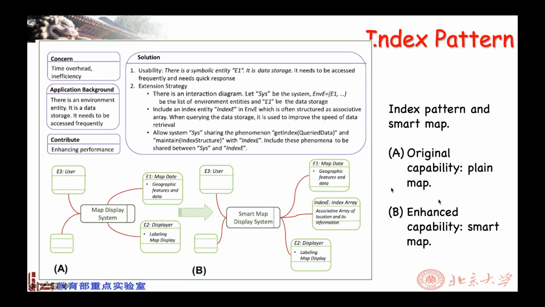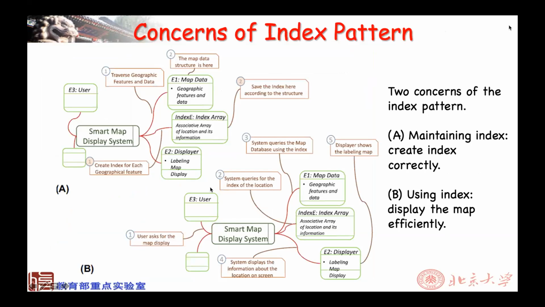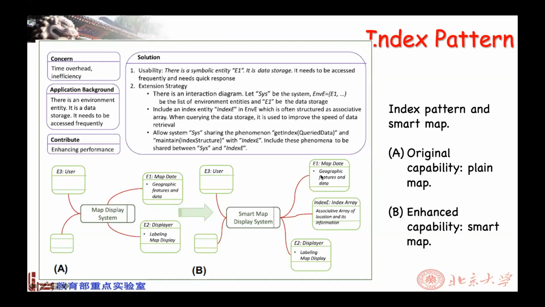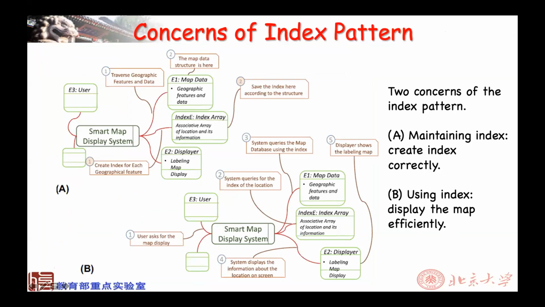After using this pattern, in fact, I think yesterday Xiao Hong talked about the projection. When including this new entity, that makes the problem become two problems. That is for separation of concerns, two problems. One is to build the index entity. The other one is using the index entity to guide the search of the map. So this is also a usage of the projection, which was mentioned in Xiao Hong's talk yesterday. So these are the two concerns after you use the index pattern.